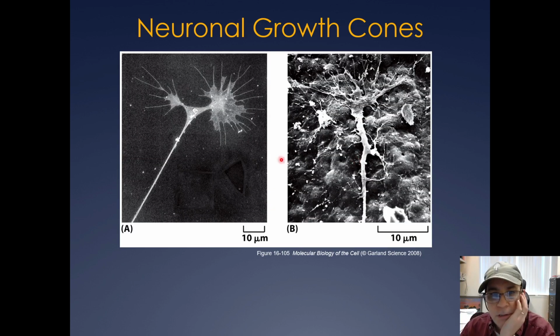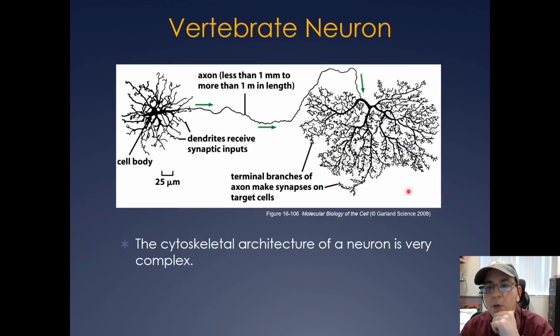And here you can see neural growth cones growing, and we'll look at that. Here's the axon right here. Then you have your little dendrites and your cell body that's present. And here's a scanning EM of it to show the connections of the dendrites. Here's an image of the vertebrate neuron. We've seen this before, and it turns out that overall the cytoskeletal architecture of neurons is pretty complicated, right?